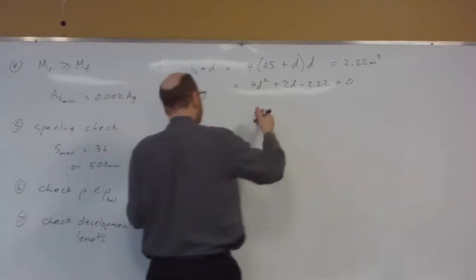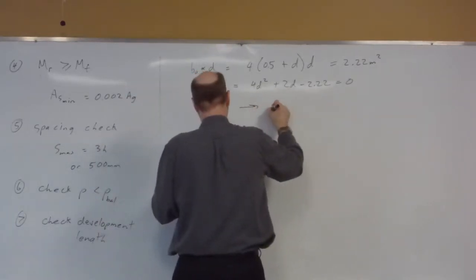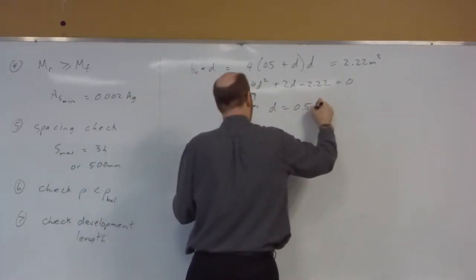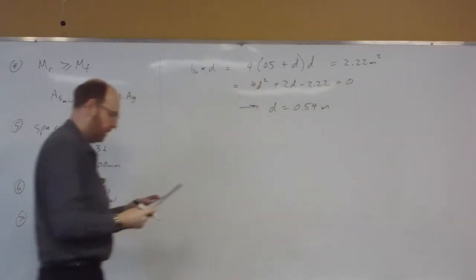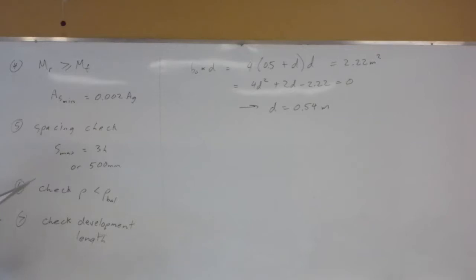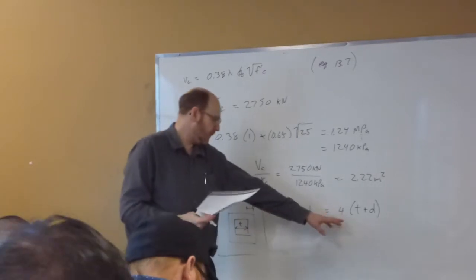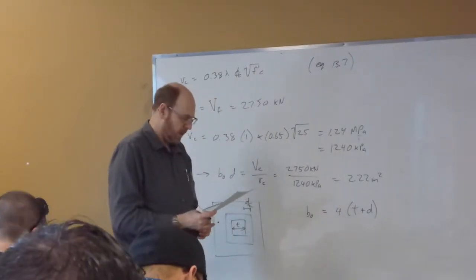Again, we need one root that makes sense. So we get 0.544 meters. The other root out of this particular equation is negative, so there's only one root that's going to make sense. In fact, the only root that you really want here is the smallest positive number. So now we have a value for d. I'm going to go back into our calculation here.